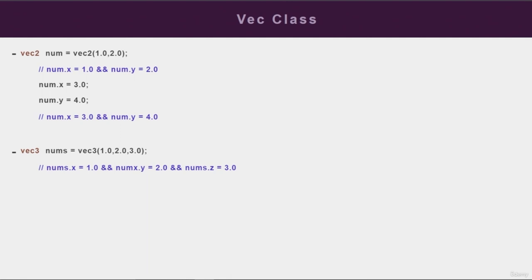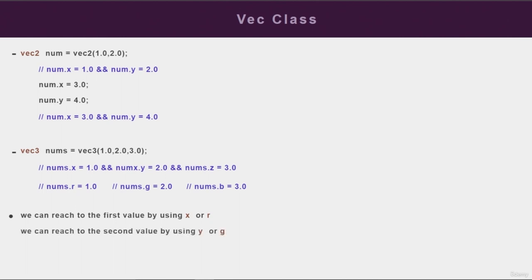We have two ways to reach the values inside the vector 3. The first way is just like we did before, which is by using the x, y, and z. And the second way is by using the RGB. So when I write nums.r, the return value will be 1. And when I write nums.g, the return value will be 2. And when I write nums.b, the return value will be 3. So we can get the first value inside the vector 3 by using the x or r. We can get the second value inside the vector 3 by using the y or g. And we can get the third value inside the vector 3 by using z or b.